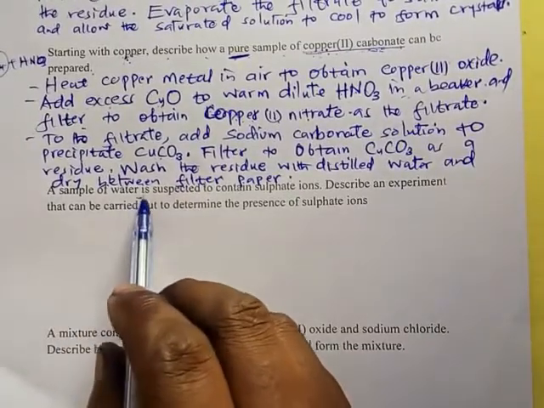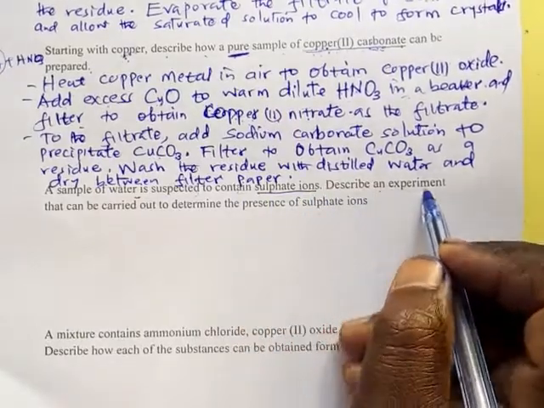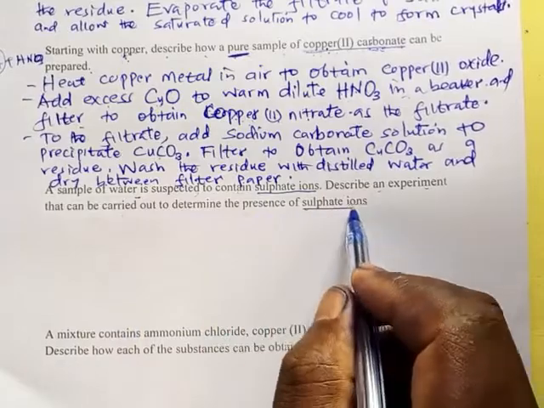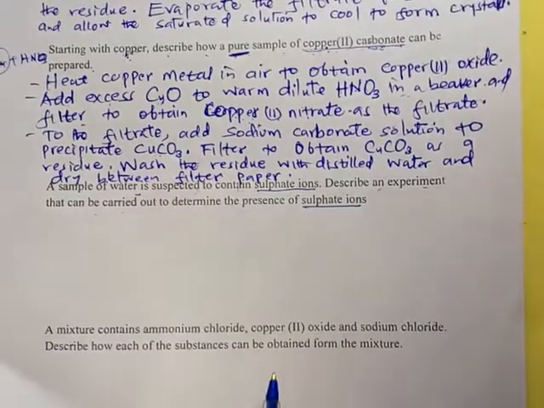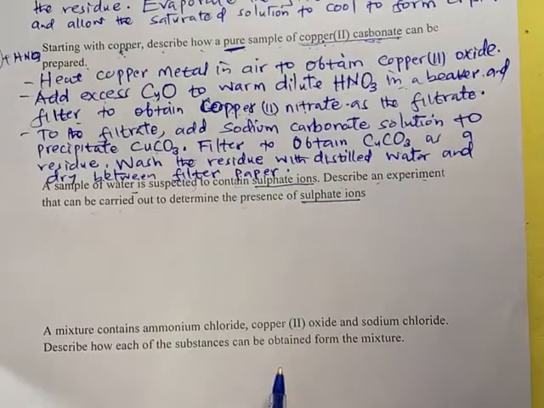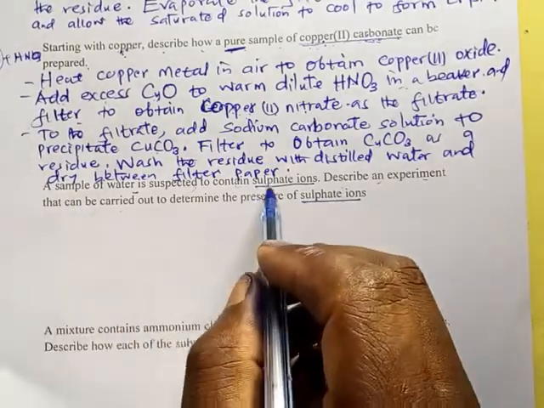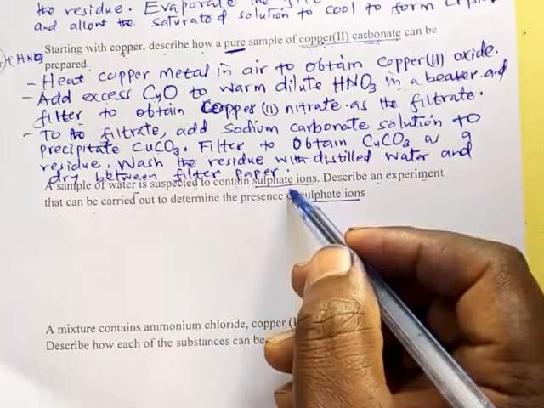A sample of water is suspected to contain the sulfate ions. Describe an experiment that can be carried out to determine the presence of the sulfate. I think this question is somehow misplaced because it's not part of the preparation of salts, but I can answer that. So, how can we tell somebody that this solution we have contains the sulfate?